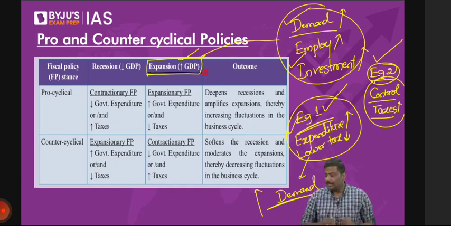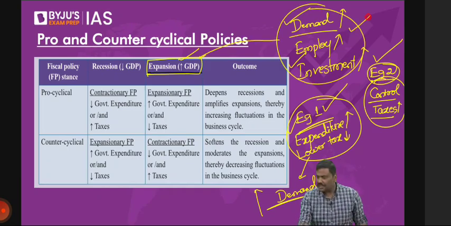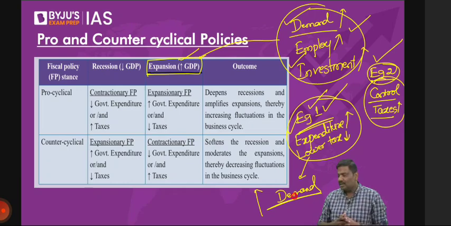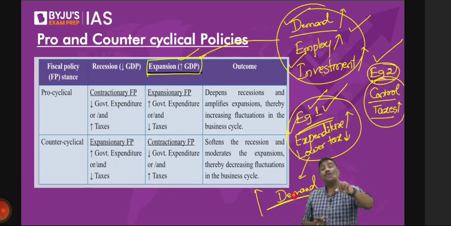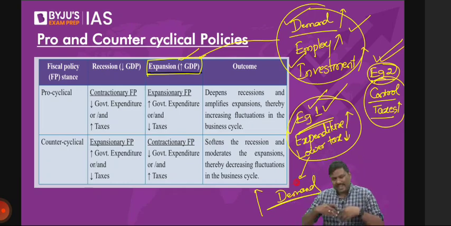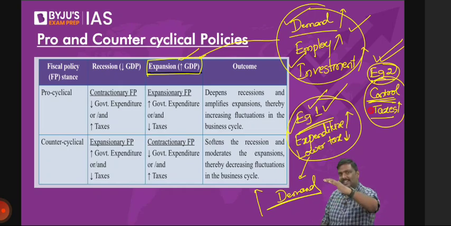During expansion, if government increases its expenditure and reduces the taxes, it could cause inflation. That is a pro-cyclical policy. And during growth, during expansion, if government reduces its expenditure and increases the taxes in order to control demand, that will lead to controlling of inflation. That is a counter-cyclical policy. Right? I've given the examples here. Please have a look at it.